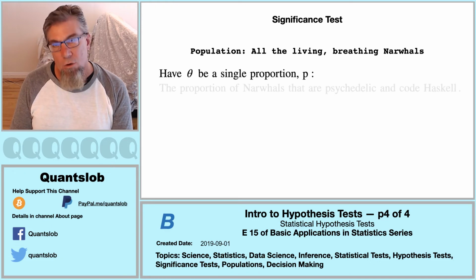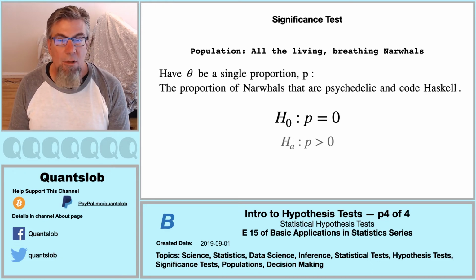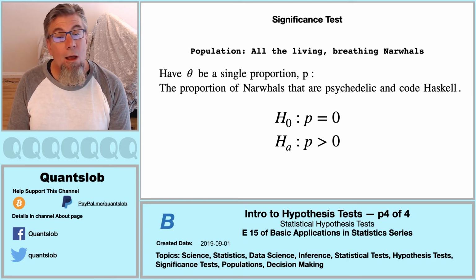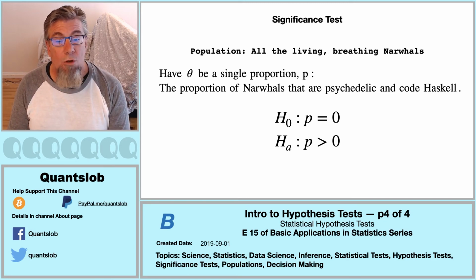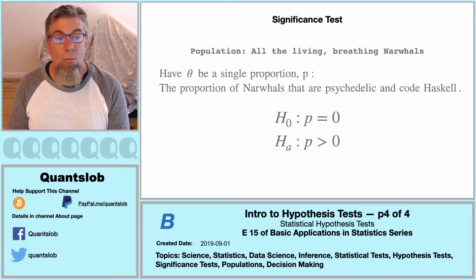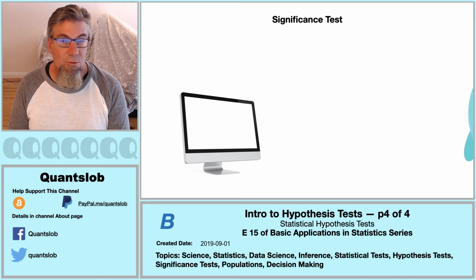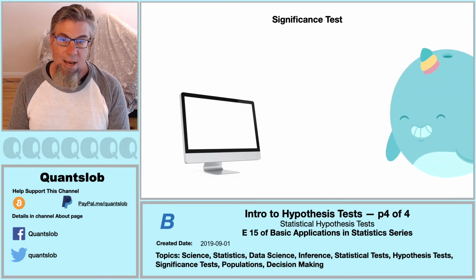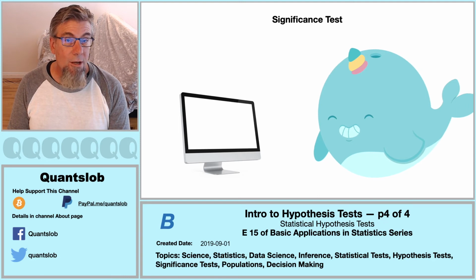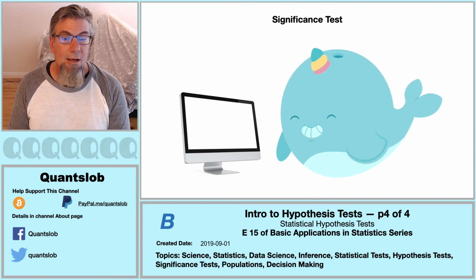For example, suppose we're studying the population of living, breathing narwhals, and we're interested in learning about the proportion that are psychedelic and code Haskell. Well, I think we'd all be rather astonished if the proportion of narwhals that are psychedelic and can write any sort of computer code, let alone Haskell, were any number other than exactly 0. By the way, we really don't need a statistical test here, because if we observe just one living, breathing, psychedelic Haskell coding narwhal, we can reject the null hypothesis with perfect certainty.